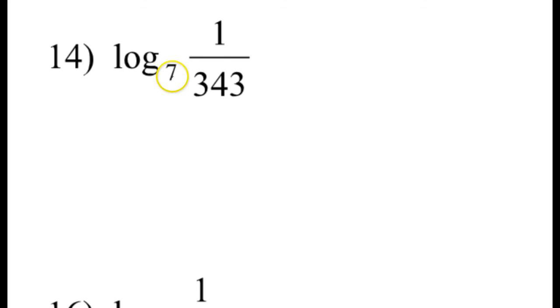What power turns 7 into 1/343? Well, ignore the 1, find the answer, and then it should be negative. So 7 to the third power is 343. So the answer must be negative 3.